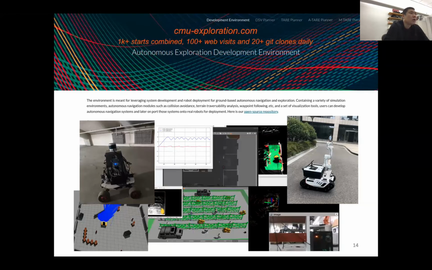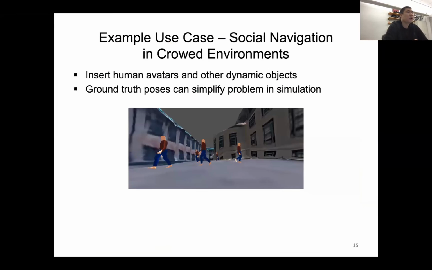I will very quickly show 3 use cases, just 3 topics. Everybody here using our system has a better idea of how to use it to facilitate your work. We're just giving 3 example topics. So first one is social navigation. You can insert human avatars into the system and try developing your algorithm that drives around people walking around.